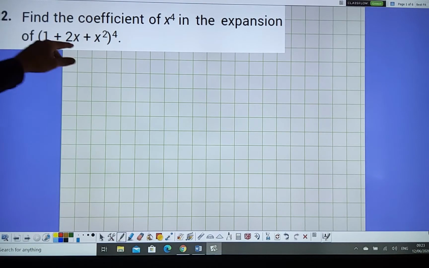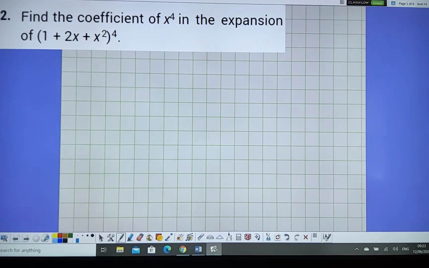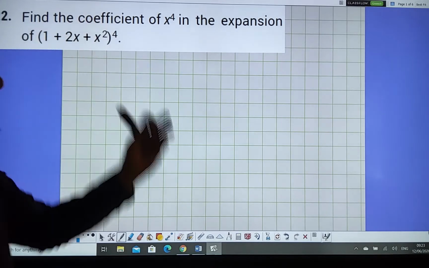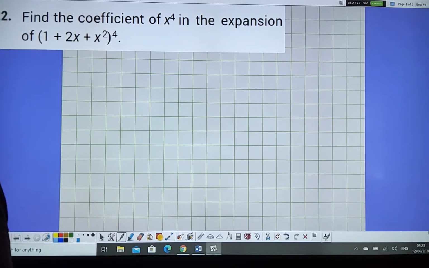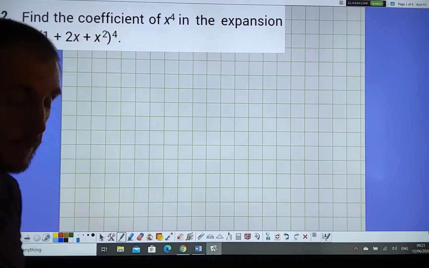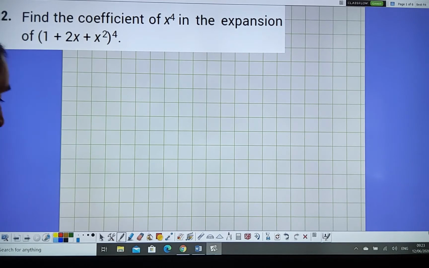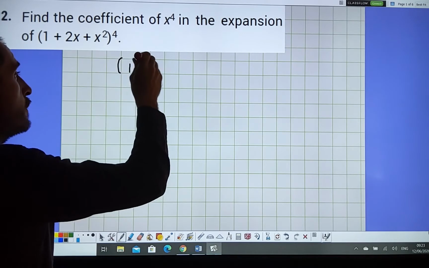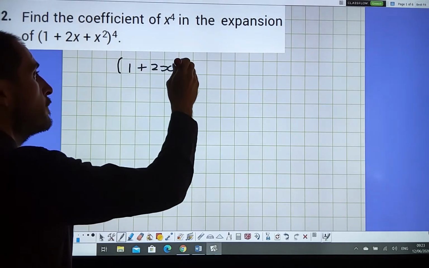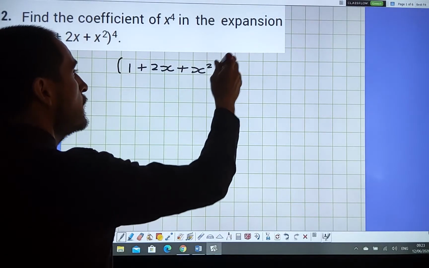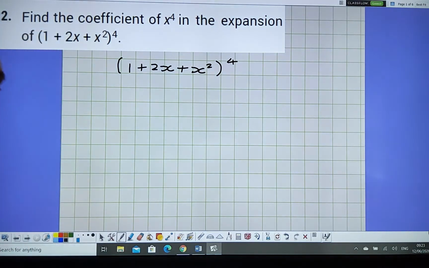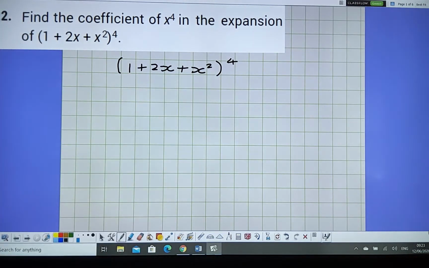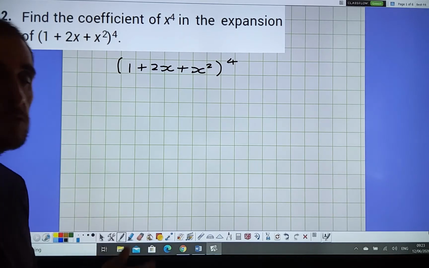So this is the question here, and you're asked to find the coefficient of x to the power 4 in this expansion. So what that really means is when I multiply all this out, and I'm left with x to the power 4, what number is multiplying it? To start this off, you have to get this into the correct format. So I've got (1 + 2x + x squared) to the power 4. Now, I can't apply the binomial expansion because I've got 3 terms here. I'm using the word terms, that's what they're called.